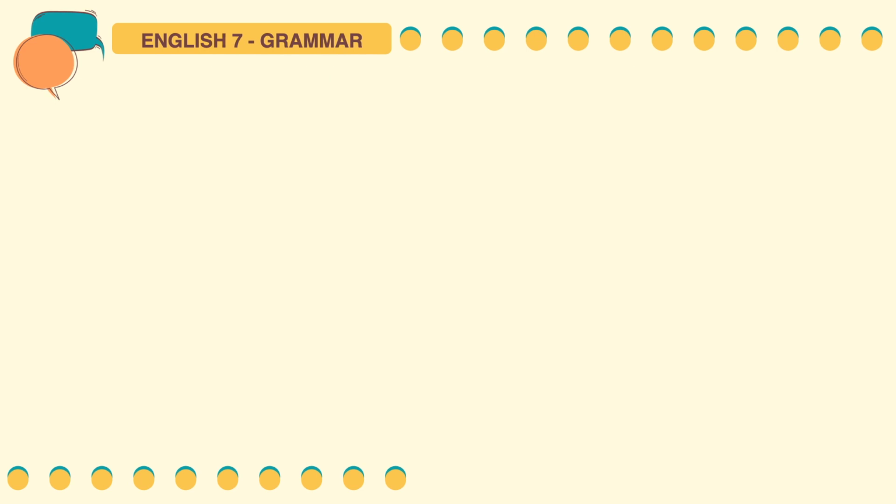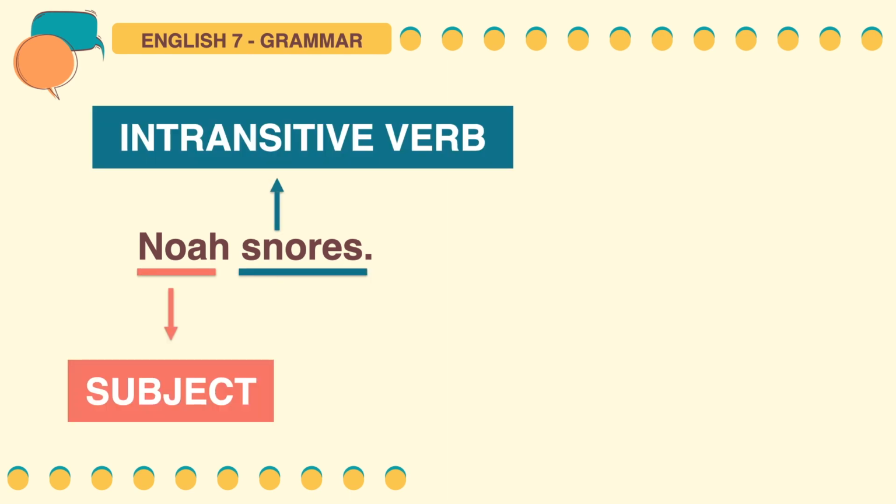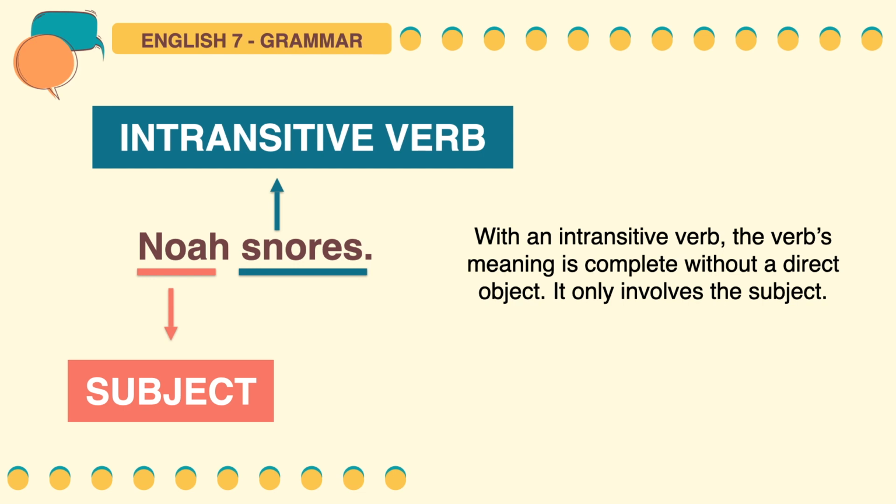Let us try to identify the subject and the intransitive verb in the sentence, Noah snores. The subject in this sentence is Noah, while the intransitive verb is snores. With an intransitive verb, the verb's meaning is complete without a direct object. It only involves the subject.